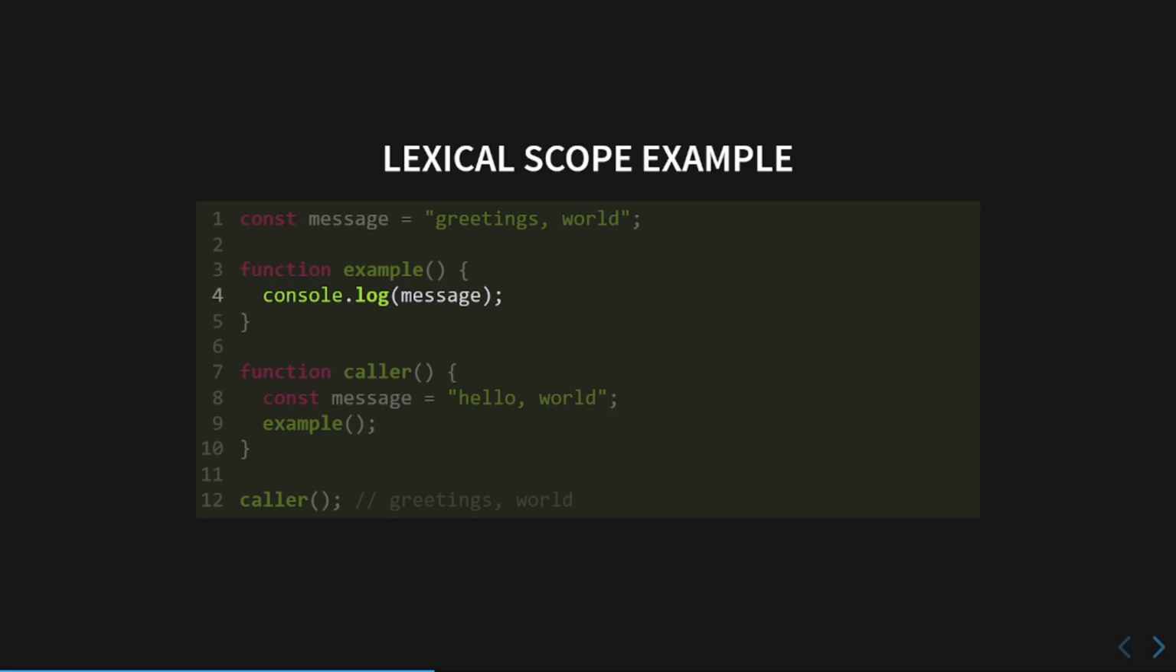But because JavaScript is lexically scoped, it looks in the parent scope, that is the lexical textual location of message. So it says, okay, we've not found it in the example function, let's go up the scope. And it can see that message is actually defined in the global scope here. It console logs it, and then it returns to caller. And at this point, it's console logged greetings world.